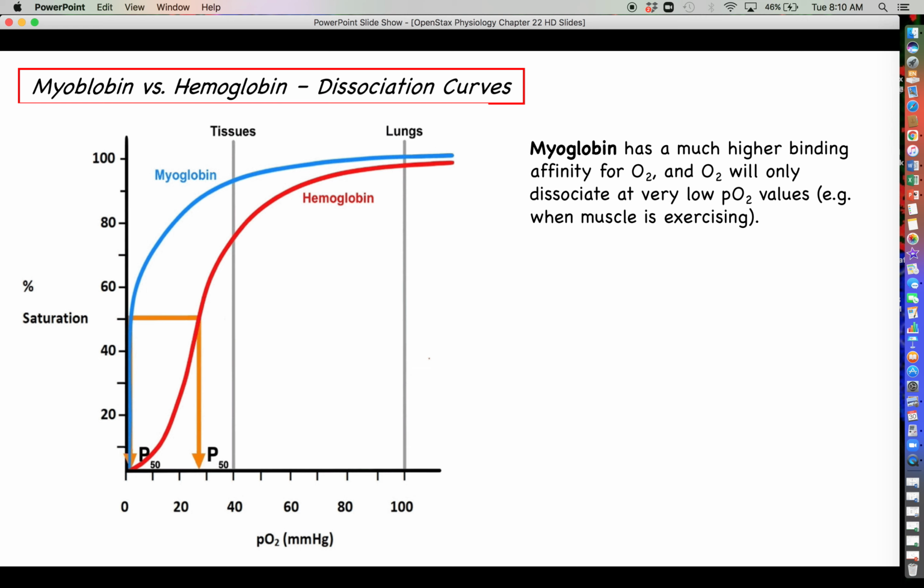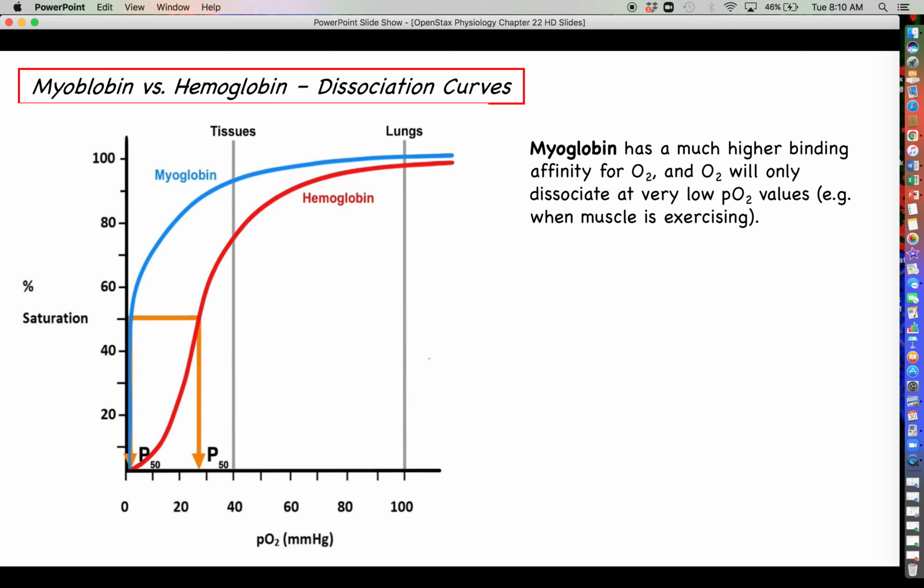Even though both myoglobin and hemoglobin are oxygen-carrying molecules, their dissociation curves for how they like to bind to oxygen are very, very different. Myoglobin shows a totally logarithmic curve. What that means, in the blue graph you can see, which is shifted to the left compared to hemoglobin's sigmoidal curve, is that myoglobin has a much higher binding affinity for oxygen.